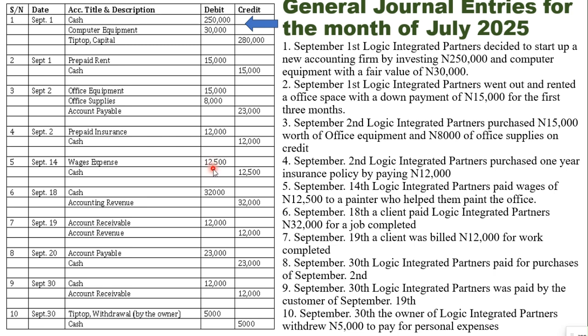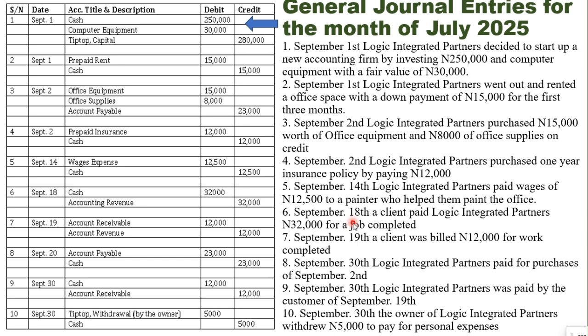because you paid wages to someone who assisted you to paint your office. So in number six, September 18th, a client paid Logic Integrated Partners 32,000 for a job completed. So in this number six, you see that it is the other way around because a customer is now paying Logic Integrated Partners.